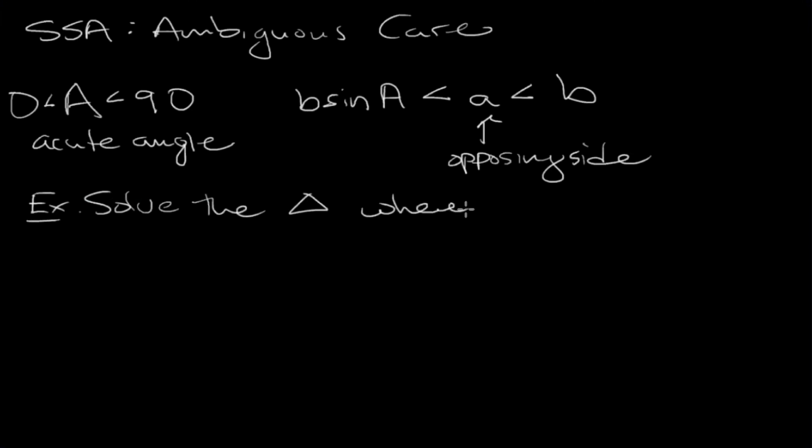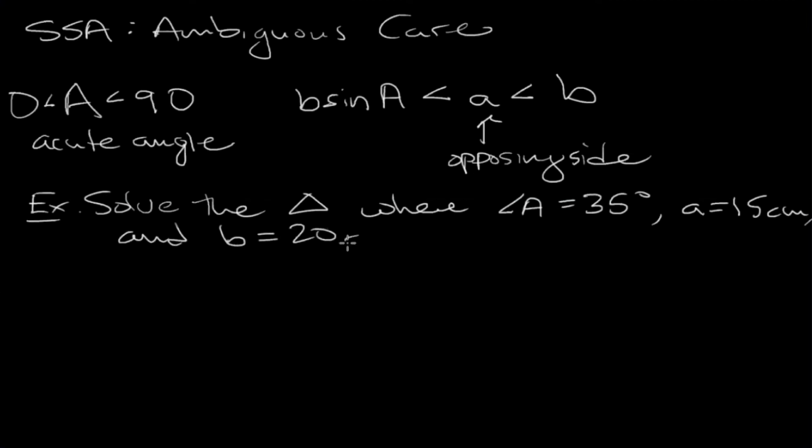where angle A is 35 degrees, side a is 15 centimeters, and side b is 20 centimeters. And so I can check to see if this is the ambiguous case by first figuring out what b sine A is. Now, if the triangle has been labeled differently, so like if I rearranged all these letters, you couldn't just magically use this formula anymore.